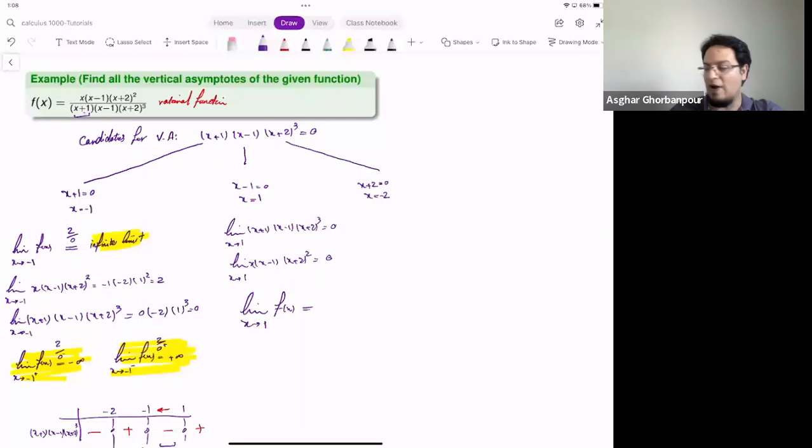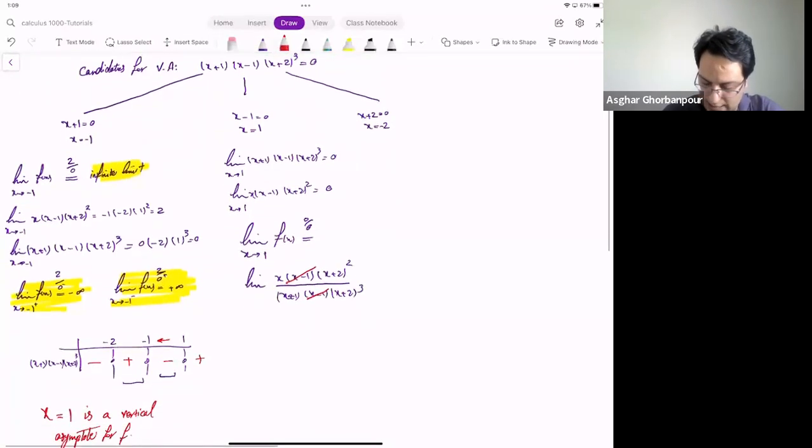In the first step, I don't find the limit. What I found is that this is a zero over zero indeterminate form. And remember what we did for the indeterminate form zero over zero? Factor it. It's already factored. Cancel it. So I will cancel this. Well, there is one up there, one down there.